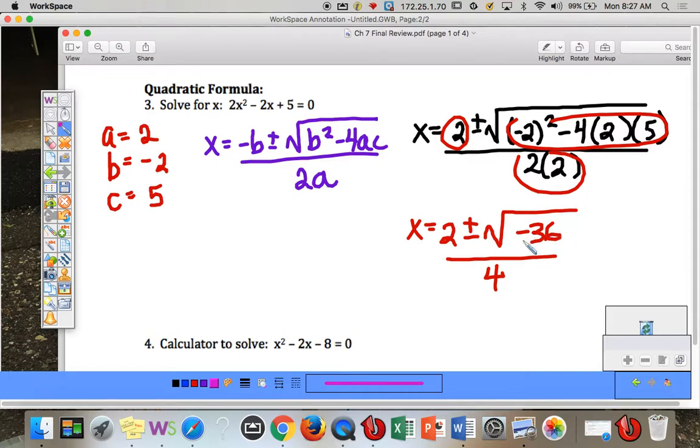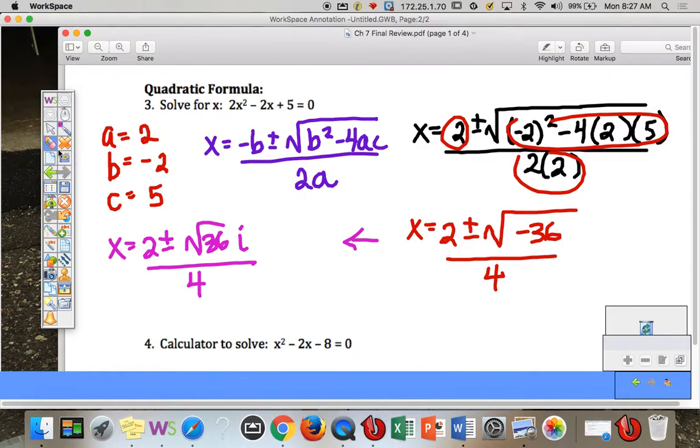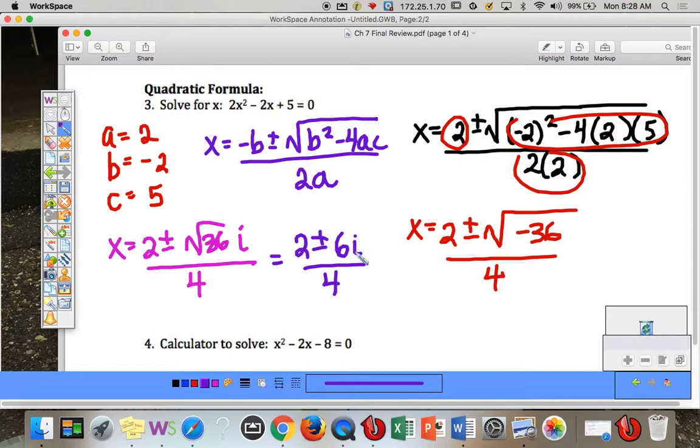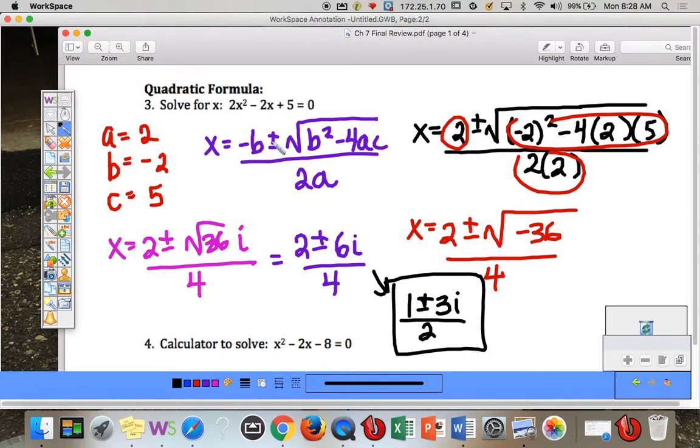So to find them, you can keep going further. I'll go this way. So you have x equals 2 plus or minus the square root of 36. I'm going to pull out that i, that imaginary number, over 4. And then we can simplify the square root of 36 as 6. So 2 plus or minus 6i over 4. And then to simplify further, we can reduce this fraction. I can just write 1 plus or minus 3i over 2, so I can divide everything by 2. So here are your two imaginary roots.